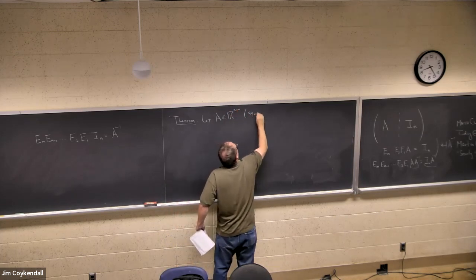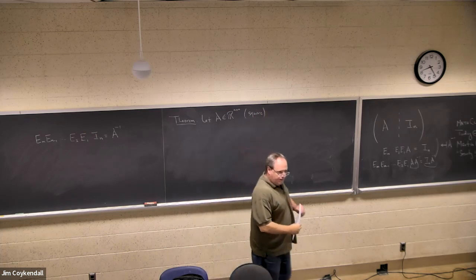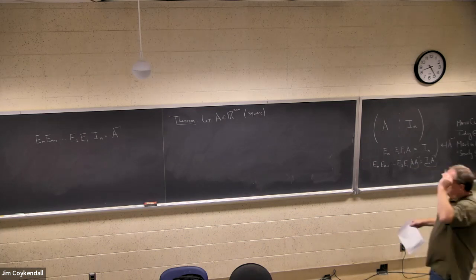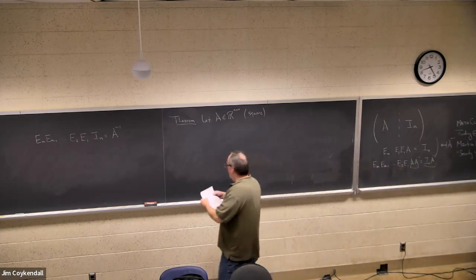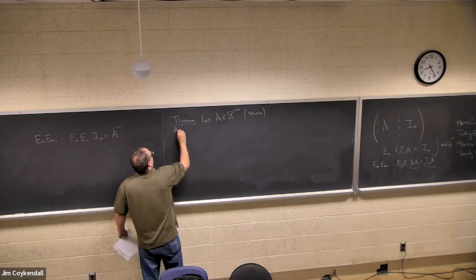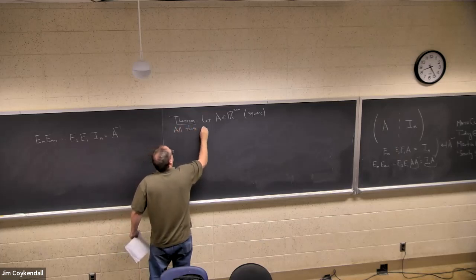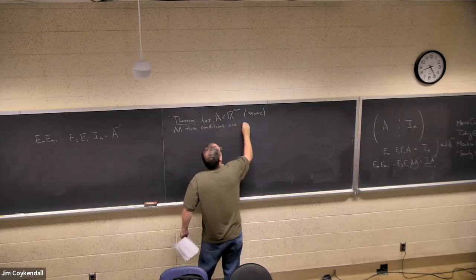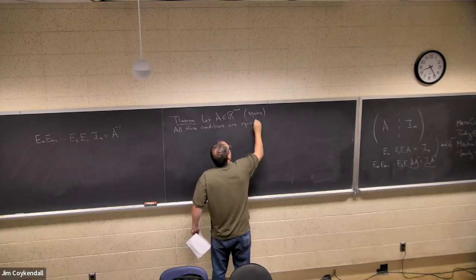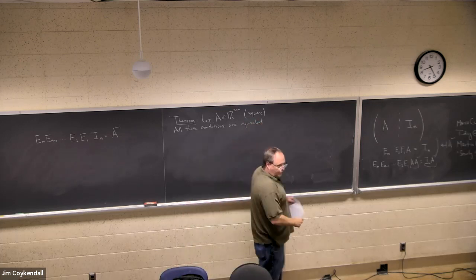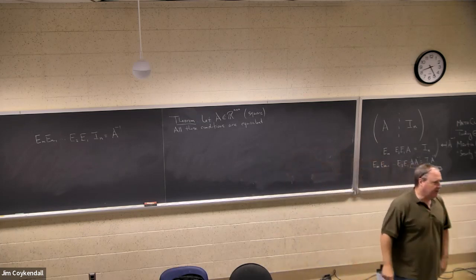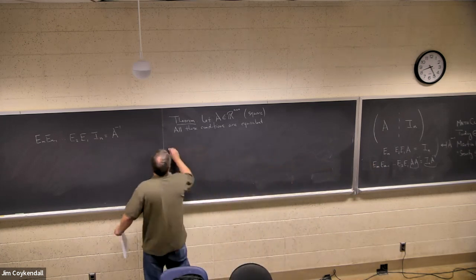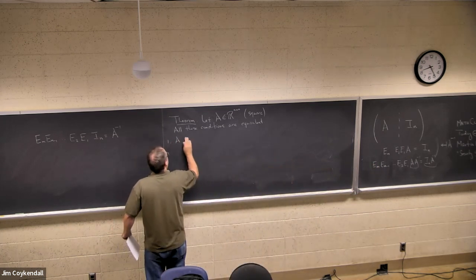So let me emphasize that since it's an n by n matrix, it's square. Remember, we can only talk about invertibility for square matrices. All these conditions are equivalent. So if one of these conditions is false, they're all false. If one of them is true, they're all true. Number one, A is invertible.